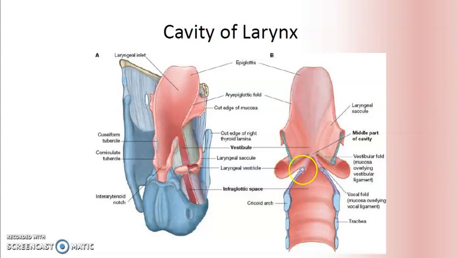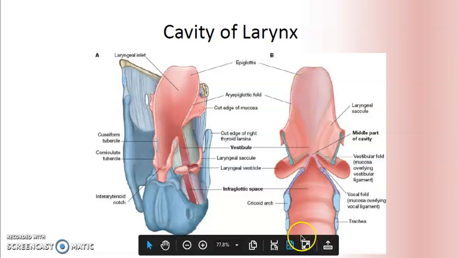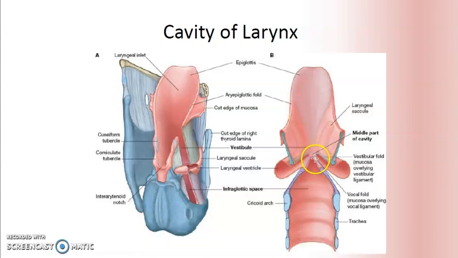It is lined by, the vocal cords are lined by stratified squamous epithelium. The entire respiratory tract is lined by ciliated columnar epithelium, pseudostratified ciliated columnar with goblet cell. But here, this area, vocal cord, it's a wear and tear ligament. It is stratified squamous epithelium.